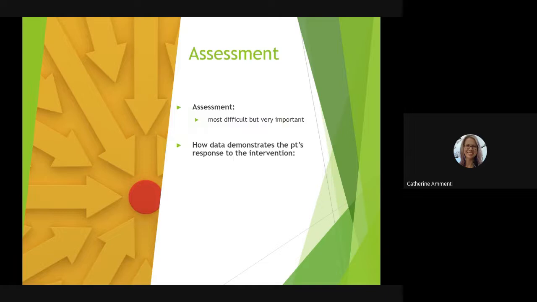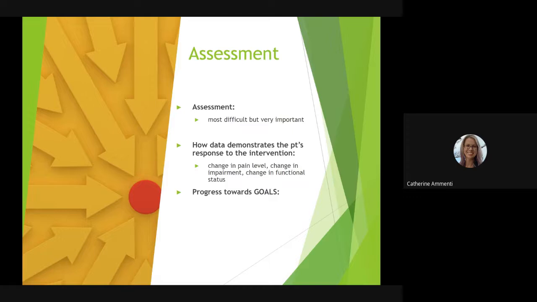The assessment is the most difficult part of the note, but it is very important. This is how data demonstrates the patient's response to the intervention. So that's what we're going to be summarizing here. If there is a change in pain level, a change in the impairments, or changes in the functional status, progress towards goals. So you definitely need to include something about the goals.